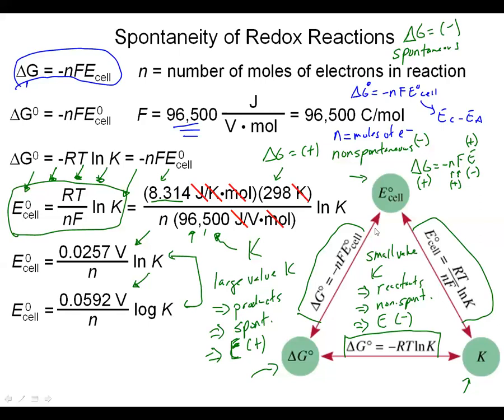On the right-hand side of the screen here is our relationship between our thermodynamics, our equilibrium constant, and our electrochemistry, the three equations that tie them all together. Again, our delta G equals minus NFE, our E of the cell getting to our equilibrium constant, and our delta G that we saw in the previous chapter.